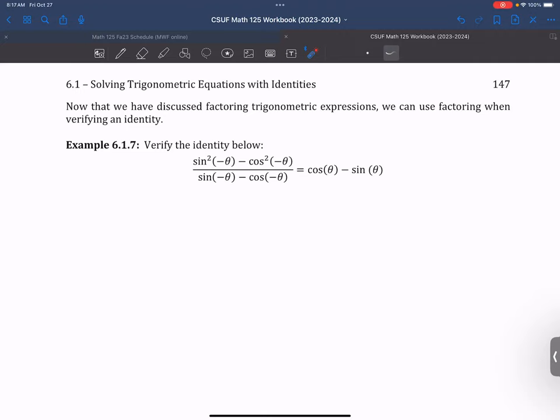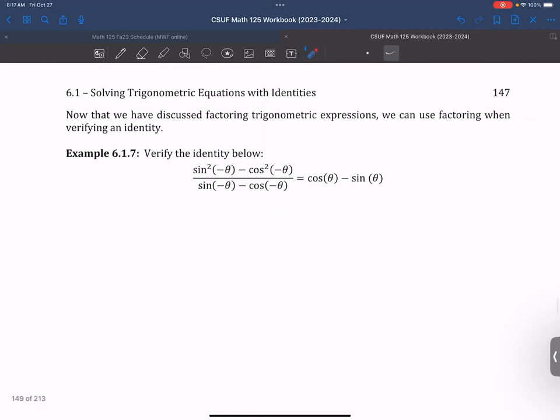So verify the identity below. Like we said before, we really want to work on the more complicated side. So we will start with this left side and work on this side until we get it to look exactly like this right side here.